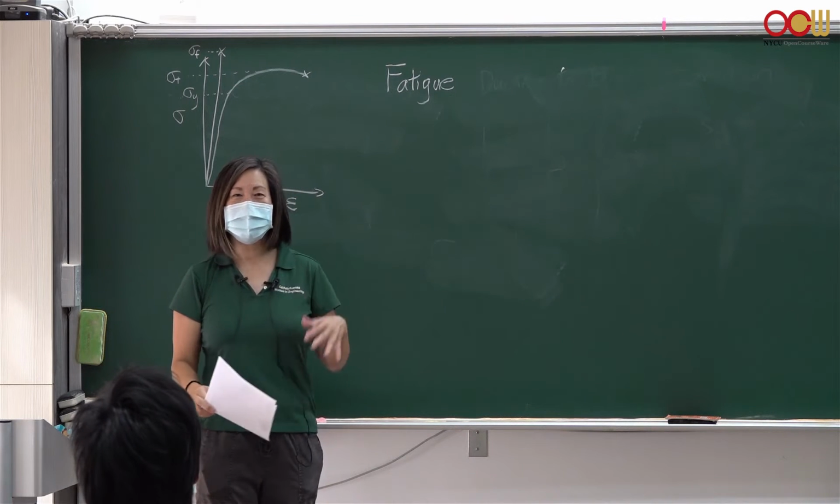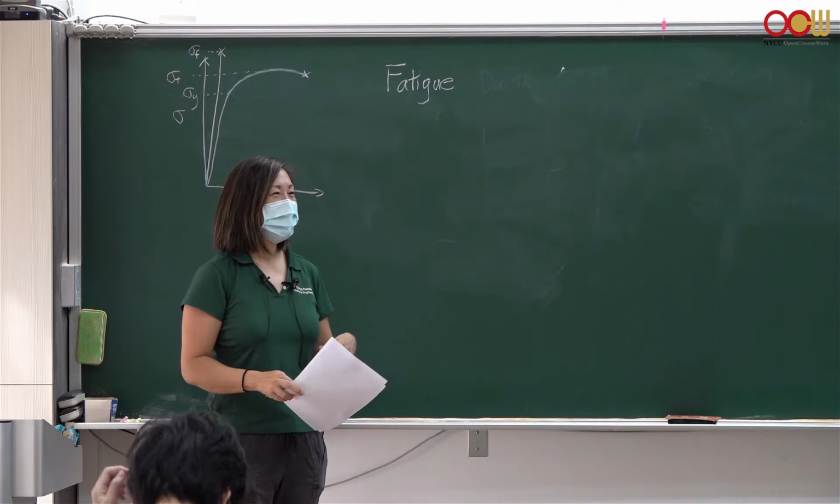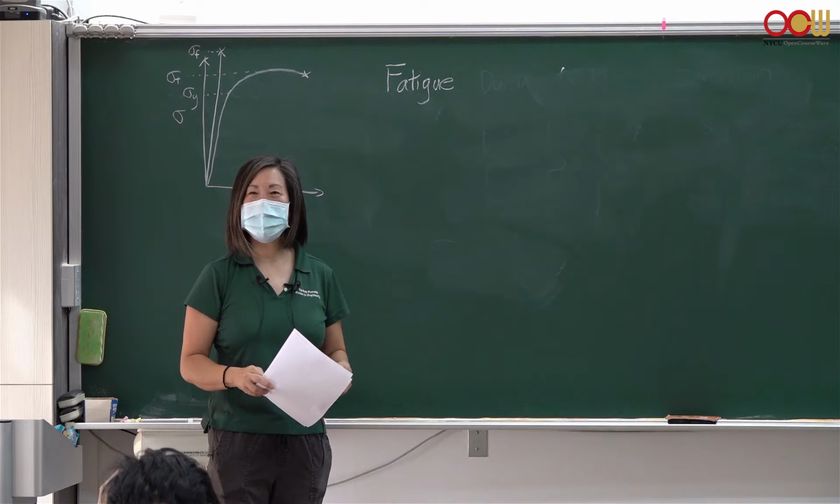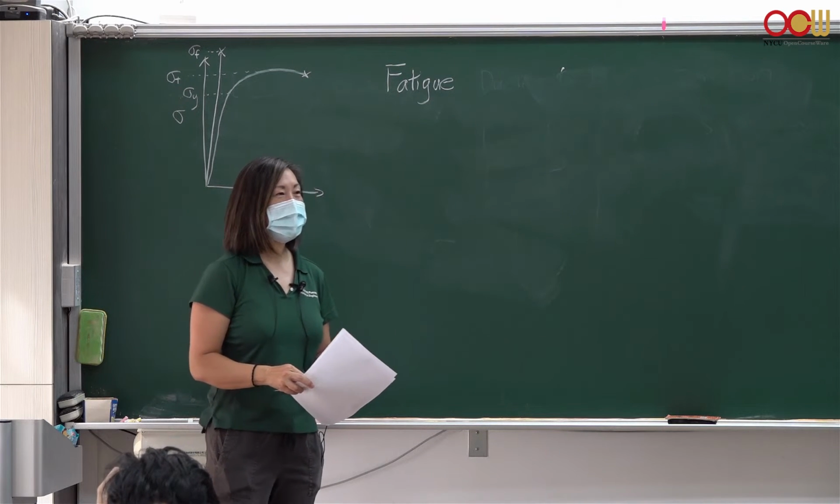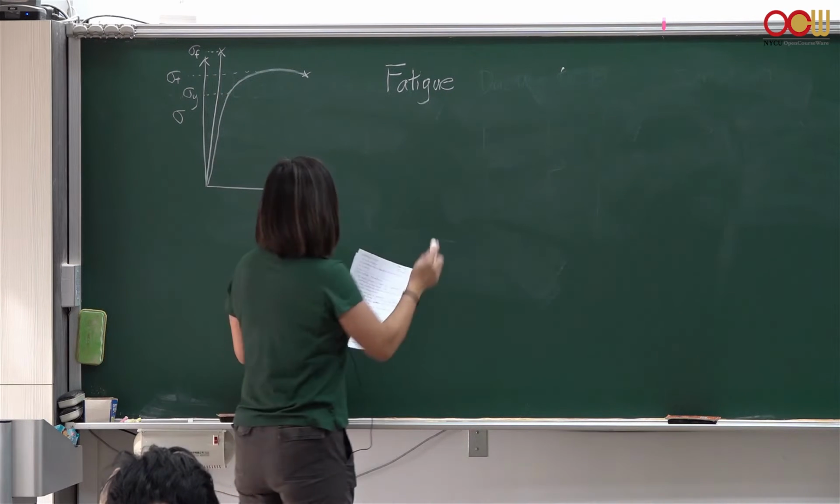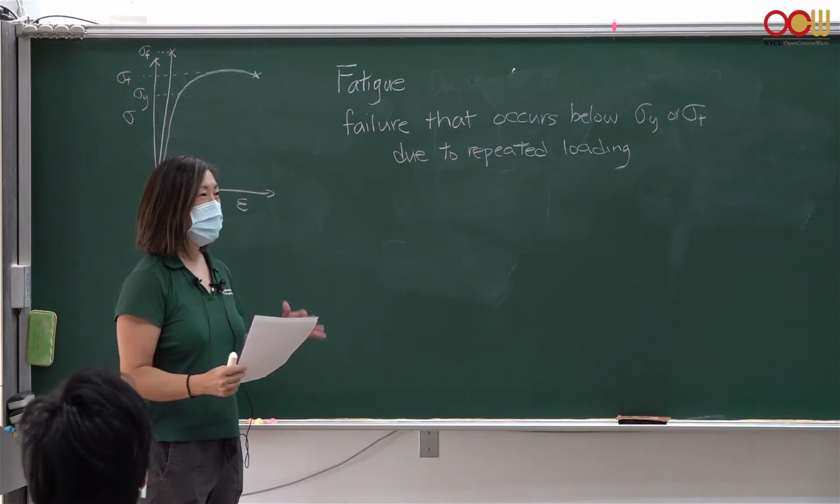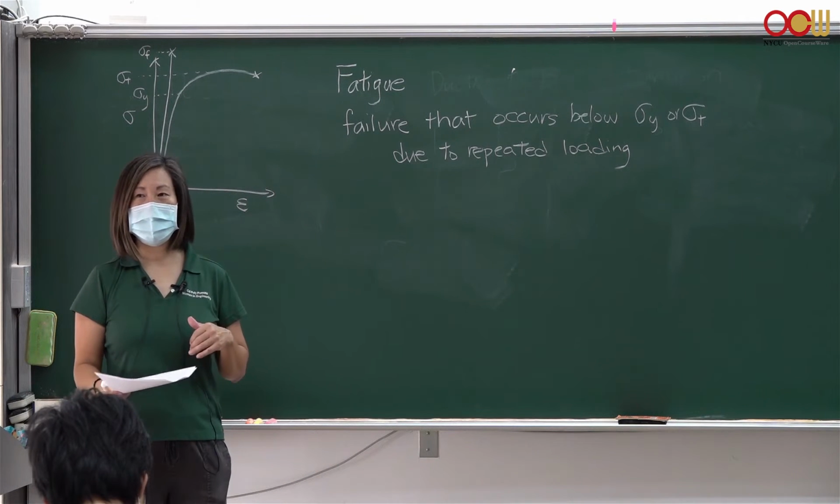Fatigue in us, humans, just means we're getting tired, right? So you can think of it the same way in a material. So fatigue happens after many, many cycles of use. So fatigue is failure. Okay, so you use the material over and over again, and eventually it breaks.